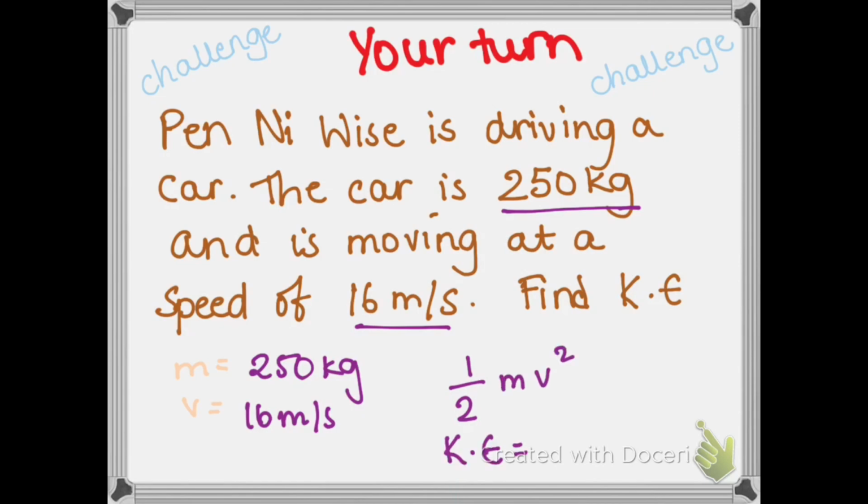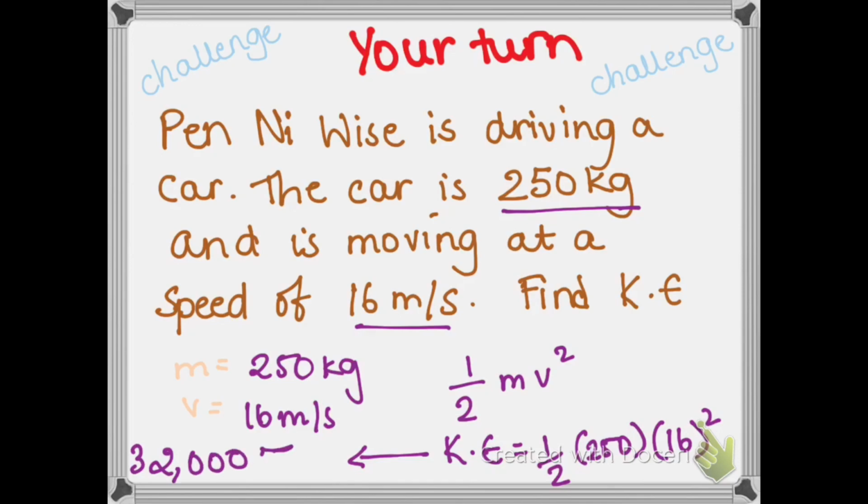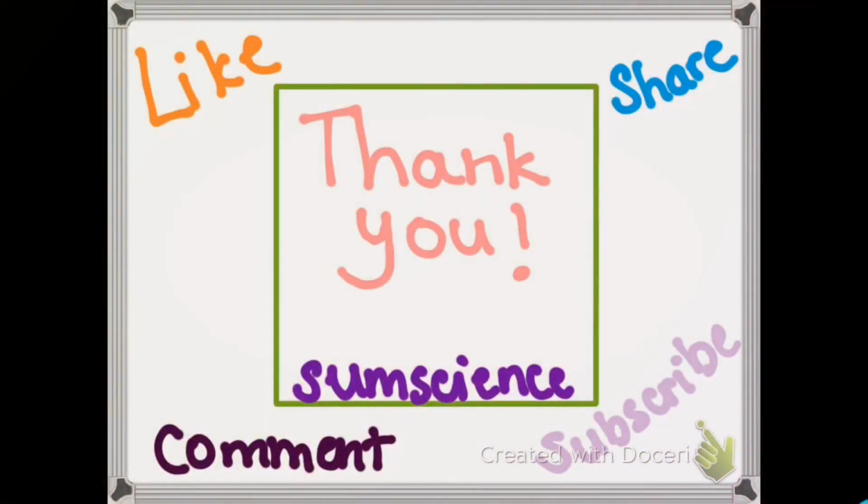So our KE is equal to half, and then m, which is 250 kg, and then v, which is 16 squared. Plug this in your calculator and you should get the answer. The answer you would get would be 32,000 joules. Now, if you did not know how I read that, please go watch my previous video and you would understand.